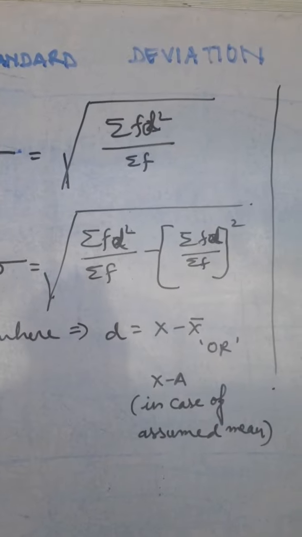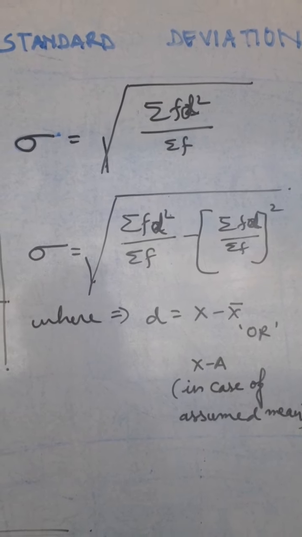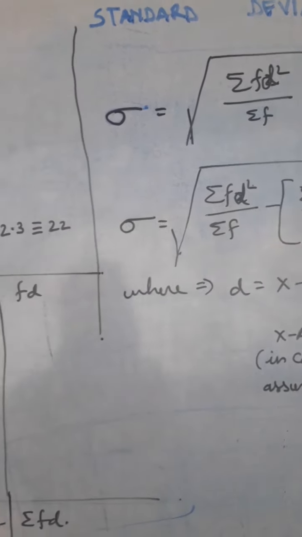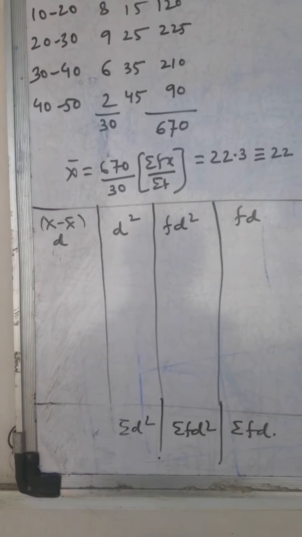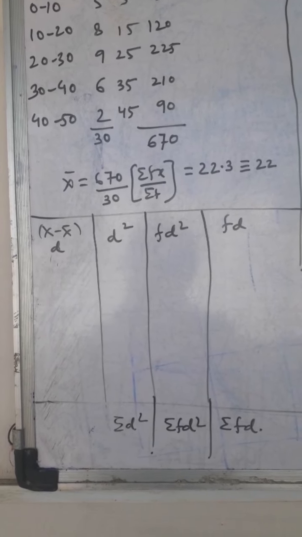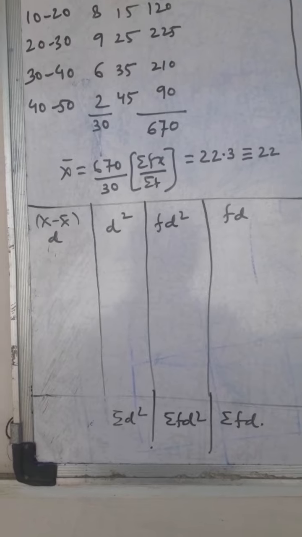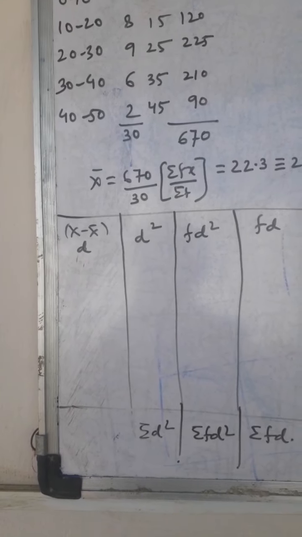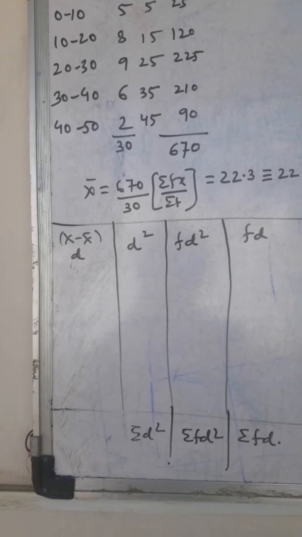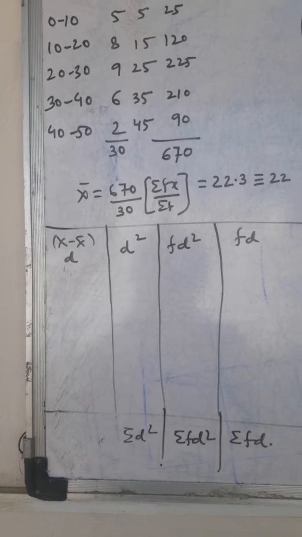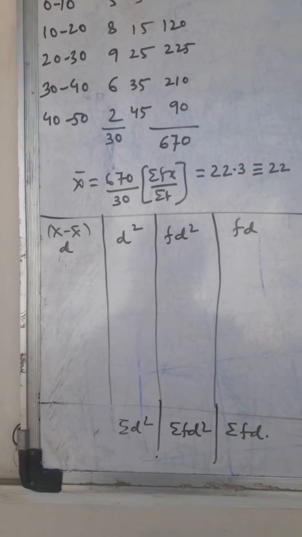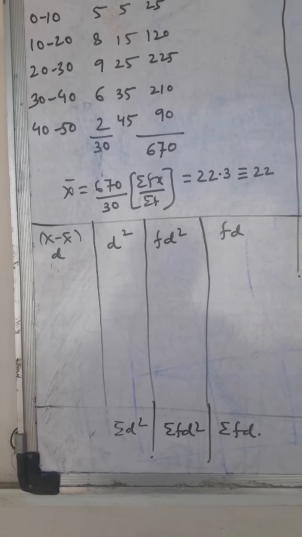Now the formula says fd square upon f. So whatever is there in the formula, we need to have in our table. For fd square, first we need d square, and before that we need d. How will d be calculated? Like x minus x bar. Then we will take the square of that, then fd square. So we will be solving like this.